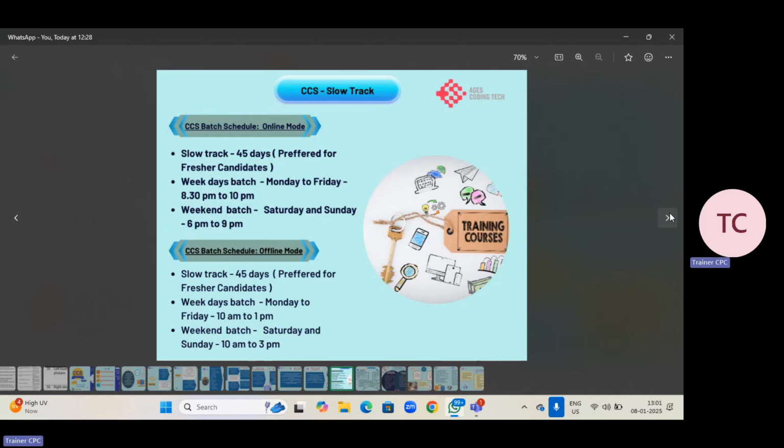Or else, if you want to take offline mode, offline weekdays batch timings will be 10 a.m. to 1 p.m. Monday to Friday. Or if you want to opt for offline weekend, classes will be on Saturdays and Sundays from 10 a.m. morning to 3 p.m.